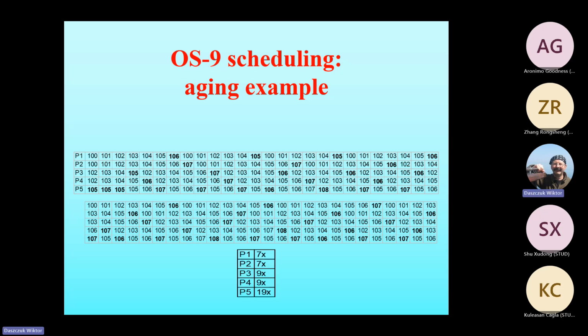In such a simulation, process P1 got a processor 7 times, and P2 as well, P3 and P4 9 times, and P5 5 times. It shows that this rule of aging really works. It gives more processing time to the processes with higher base priority and less processing time to the processes of smaller base priority.